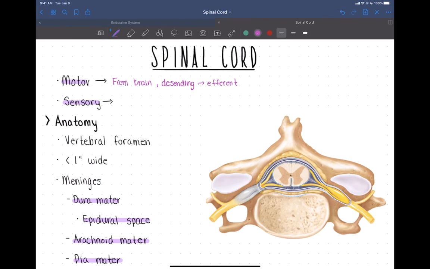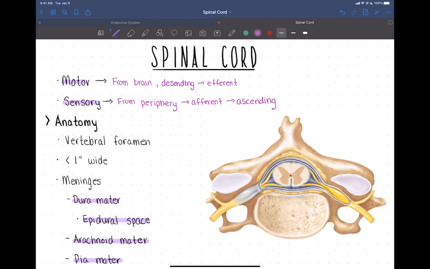Okay, and then with sensory information, it's coming from the periphery, and it goes to the spinal cord, so it's moving afferent. And then when it reaches the spinal cord, it travels up, so it's ascending. All right, so that's our motor and our sensory.